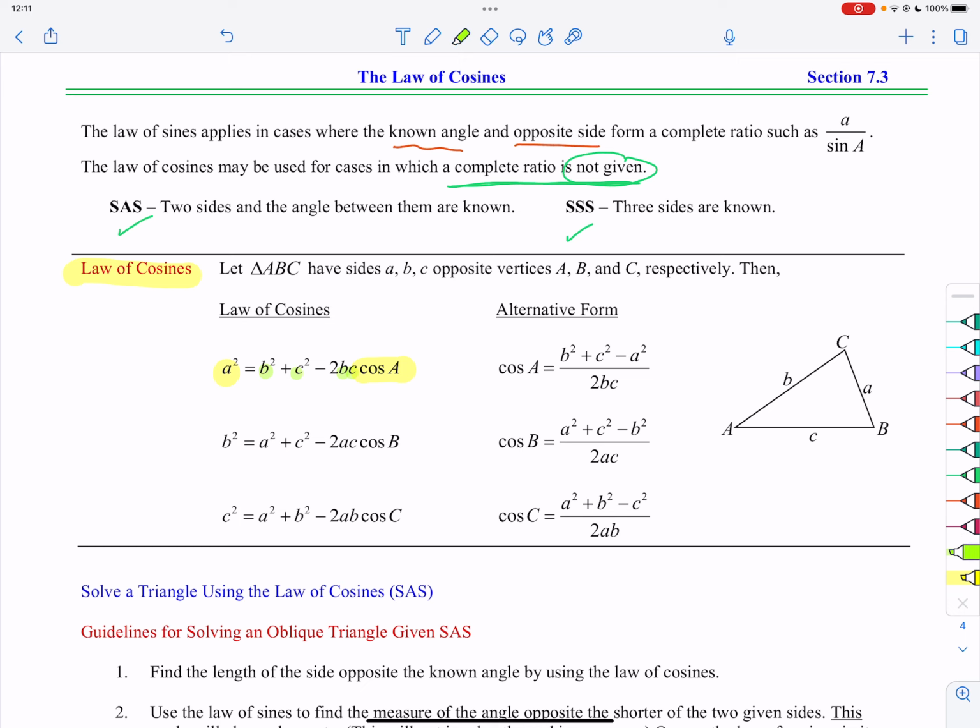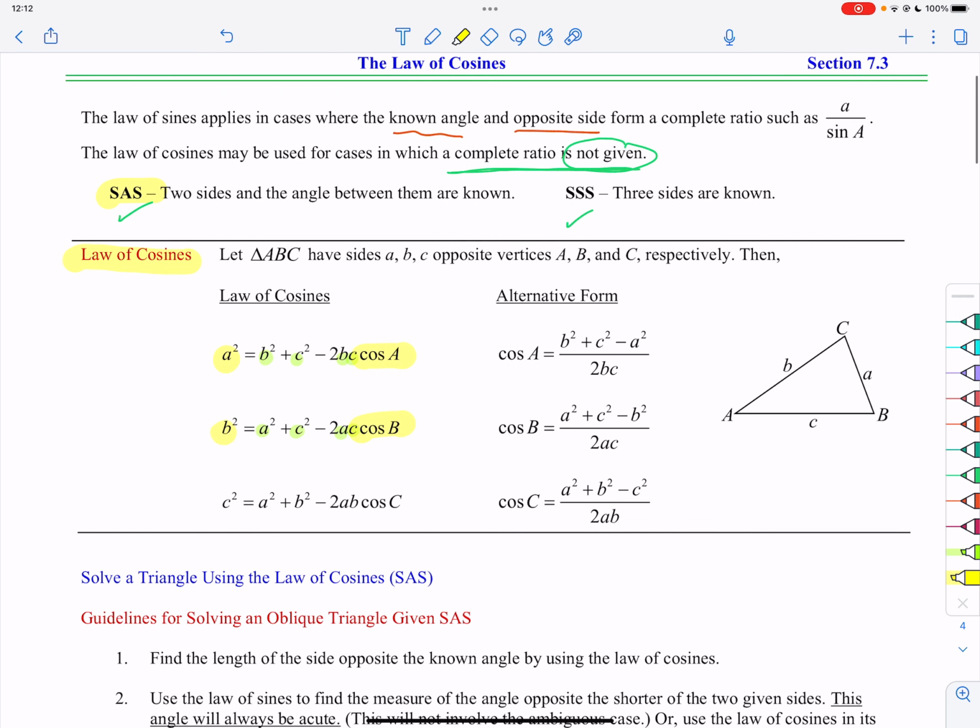So there's a very nice pattern here. Let's do this for the next option. If we are looking for B, we would then have to have side A, side C, there's the sides, and then also the cosine of B. So all of these are your side angle side. Okay? We can go ahead and do the last one. We're looking for side C, and we have angle C. We also have side A and side B.